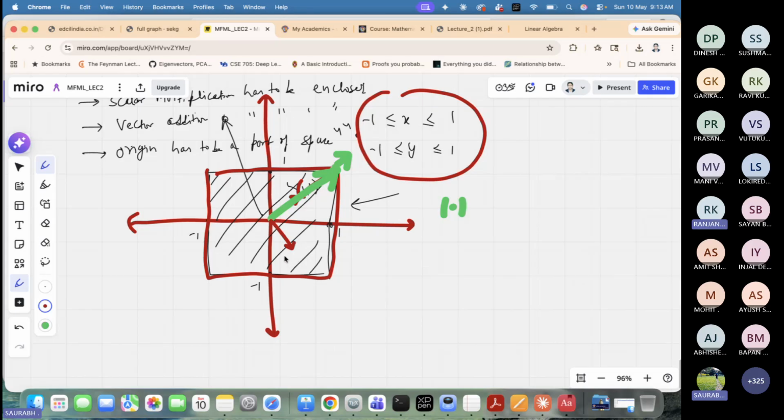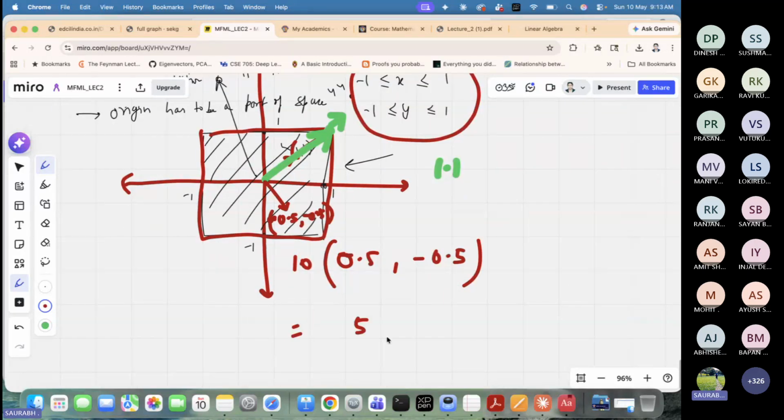Let's say this is 0.5 and minus 0.5. Yes. Now let's say that we multiply it with 10. What would happen? The output would be 5 and minus 5. The output is somewhere here.